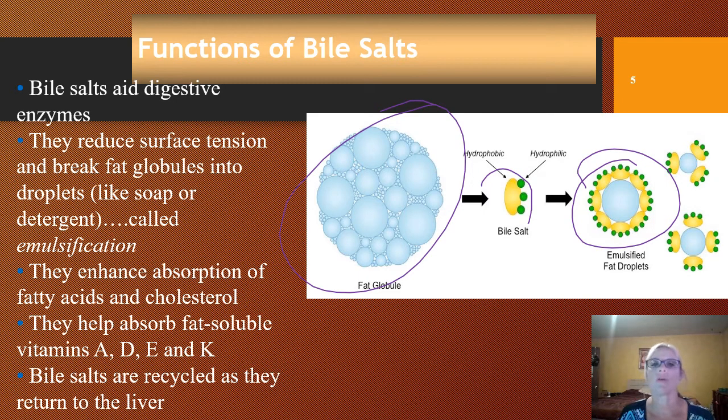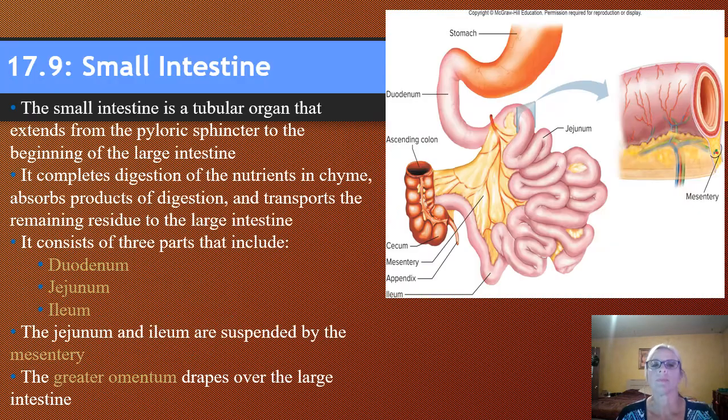It just won't work very well, and that will cause vitamin deficiencies because lipids help us to absorb fat-soluble vitamins like A, D, E, and K, and then we can actually recycle and use those bile salts again and return them to the liver. From the stomach, food is going to pass into the duodenum, then go through the jejunum, and then the ileum. Let's trace this through.